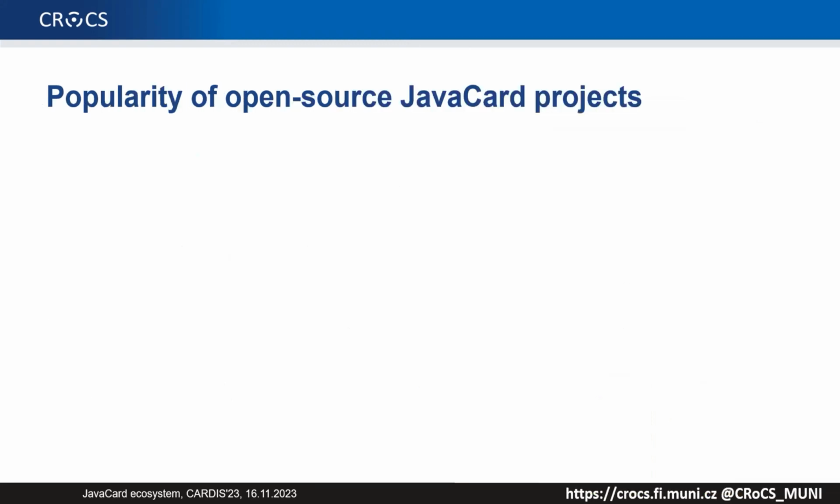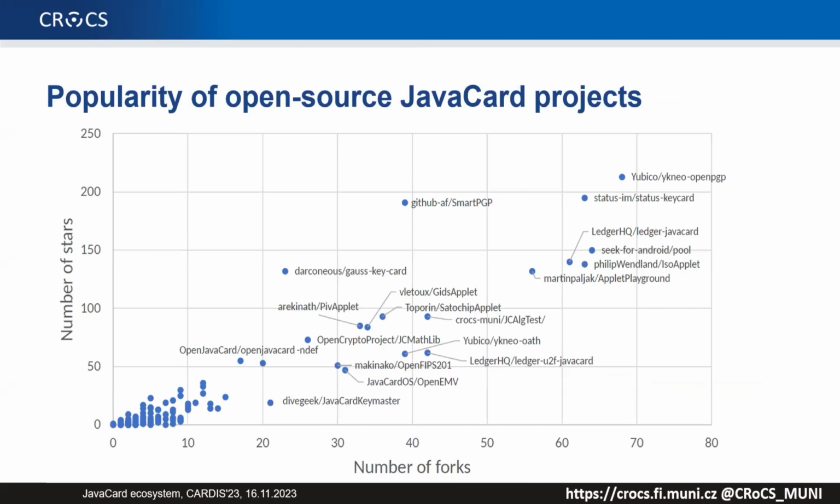So let's take a look at the popularity. We took all the applets. This is the number of forks on GitHub. This is the number of stars on GitHub. So you get some idea what's popular overall in the open source ecosystem. And you can see that most of the projects are not that popular, right? They're all here. Not many people fork it. Not many people like it.